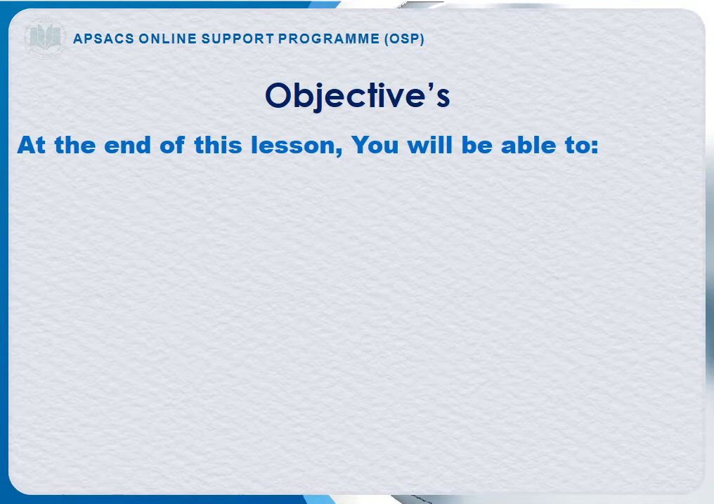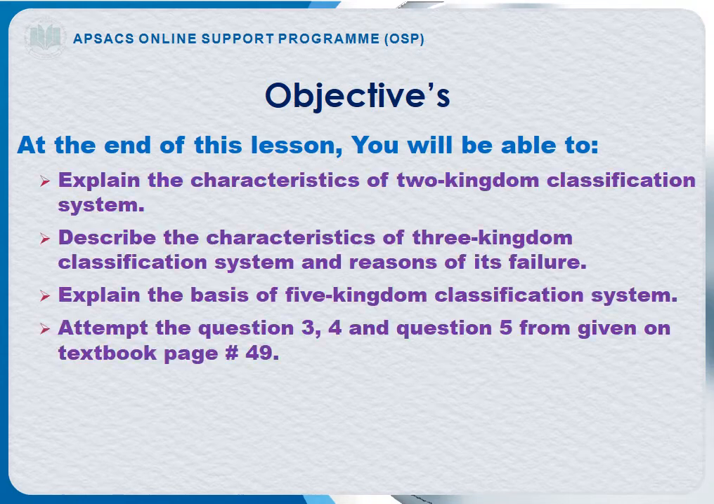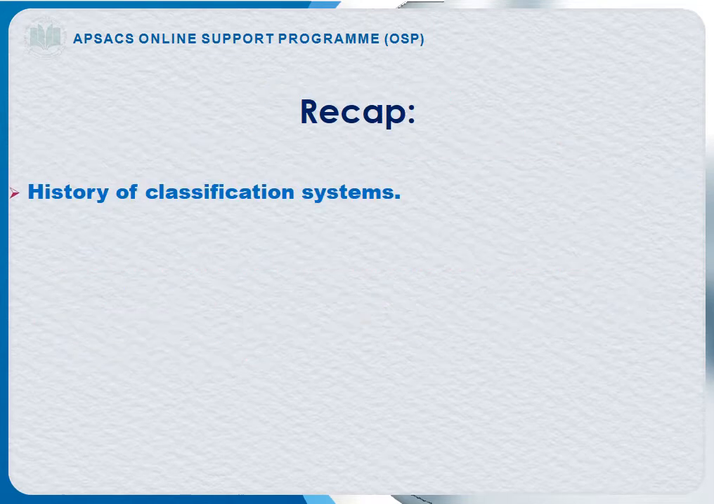Objectives. At the end of the lesson, you will be able to explain the characteristics of two kingdom classification system, describe the characteristics of three kingdom classification system and reasons of its failure, explain the basis of five kingdom classification system, and attempt question number 3, 4 and 5 from the textbook page number 49.